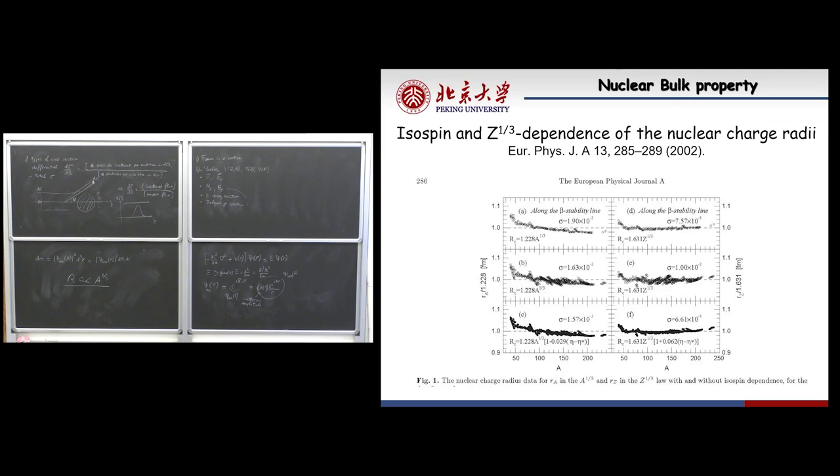But about 50 years ago, some people tried to analyze the experimental values available then, and plotted this figure. In this big figure, the horizontal axis is the mass number, right? And the vertical axis is the radius divided by A to the 1/3. So if you measure one nucleus, you simply put a point here, right? If this were a constant, then you should see something like this, right?